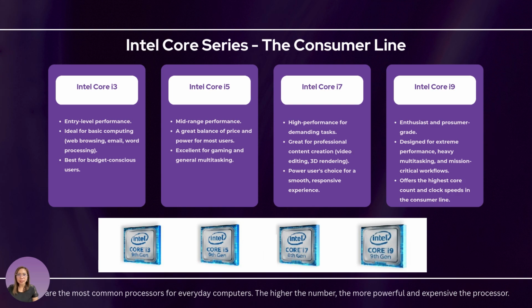So, this is the Intel Core series, or the consumer line. The Core series, which is the i3, the i5, the i7, and i9, are the backbone of consumer laptops and desktop PCs. So they form a hierarchy. The higher the number, the more power you get, and generally, the higher price tag.